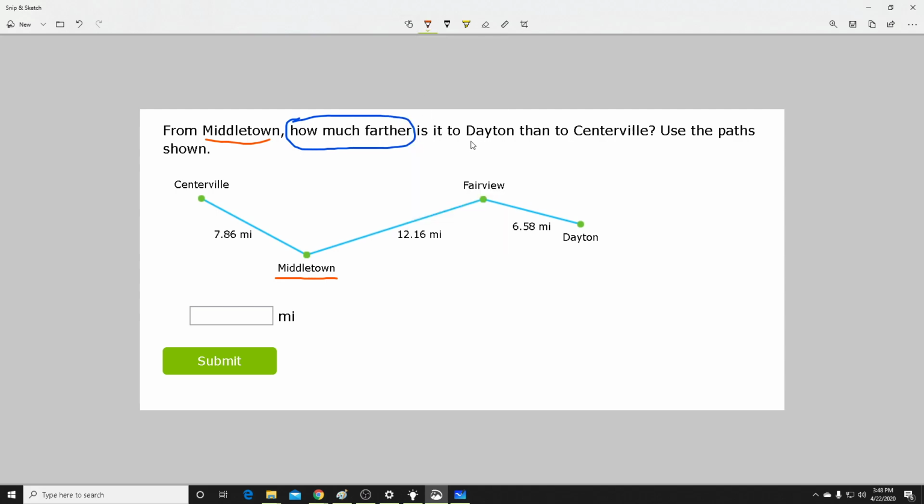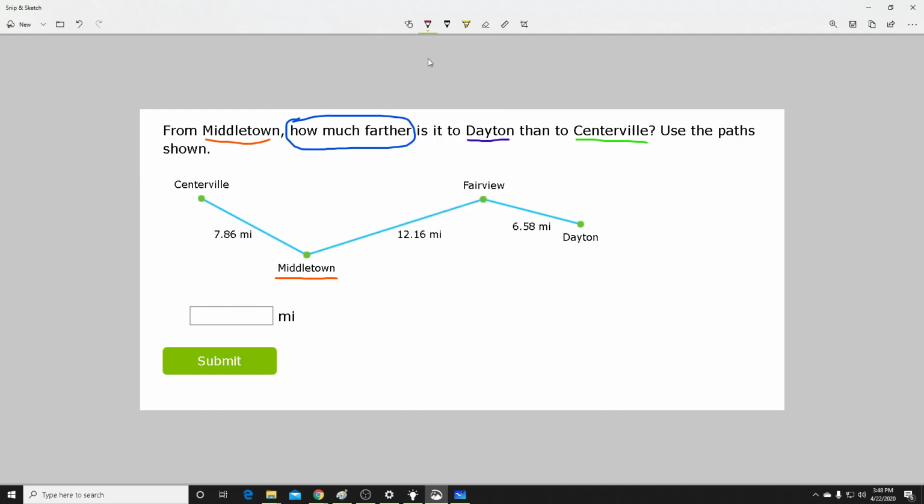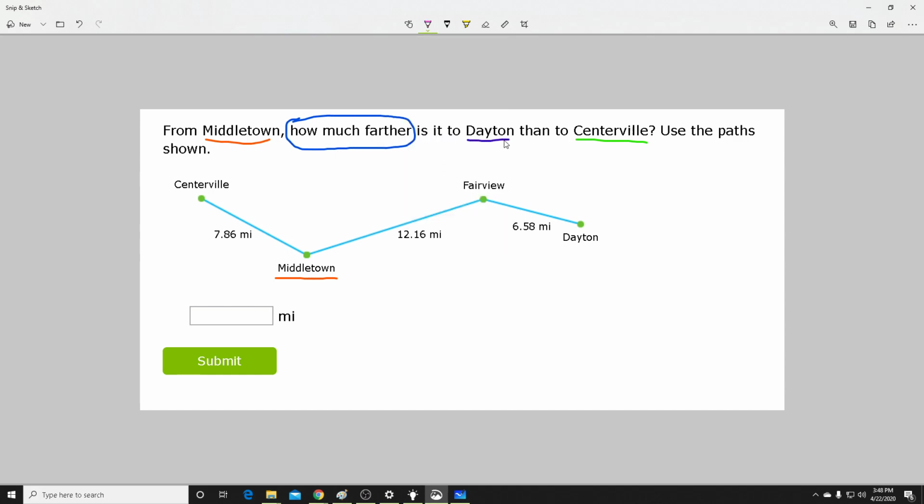Is it to Dayton? Actually, let me use a different color. Than to Centerville. Use the paths shown. So what we're doing in this case is we're making a comparison. Okay, we're comparing how far these two different trips are. In fact, let me change up this color a little.